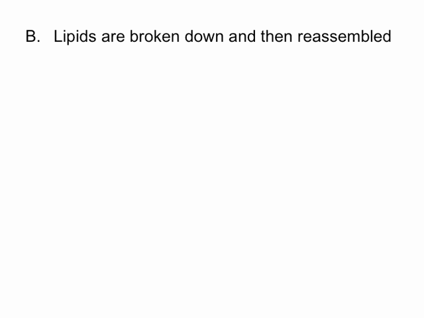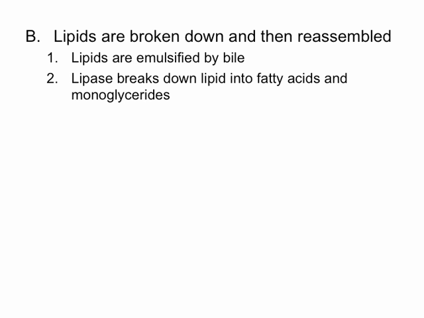Lipids, however, are transported differently. They have to be broken down and then reassembled. The process begins when lipids are emulsified by bile. Remember that emulsification simply means that the bile is going to surround the lipids and make them smaller, or if you like this better, it creates more surface area on the lipid. Then lipase that's released from the pancreas is going to break that lipid down into fatty acids and monoglycerides.